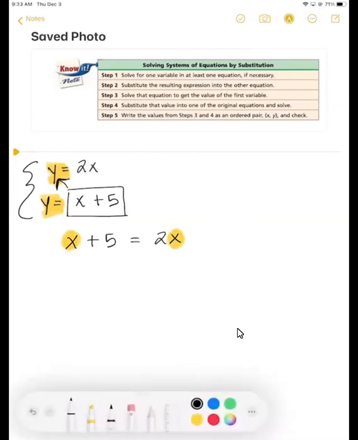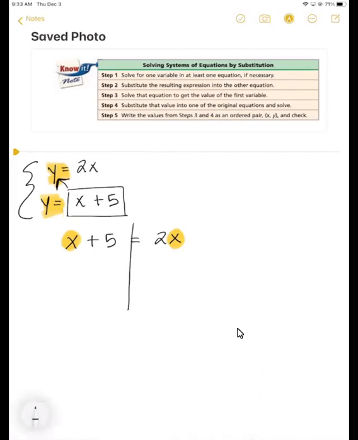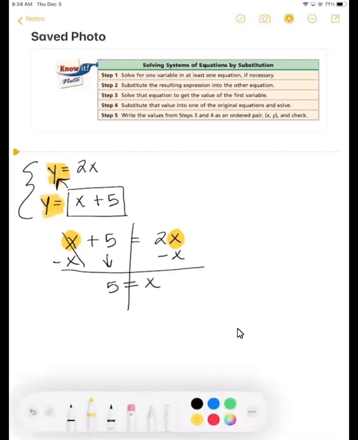So that means we are now going to solve for x, which is step number 3. We're going to solve the equation to get the value of the first variable. So we do that by getting all the x's together and then the constant. So here I am going to subtract x because x is positive. All right. And that brings down a 5 equals 2x minus x, which is just x. So our first answer or value that we found is x equals 5.